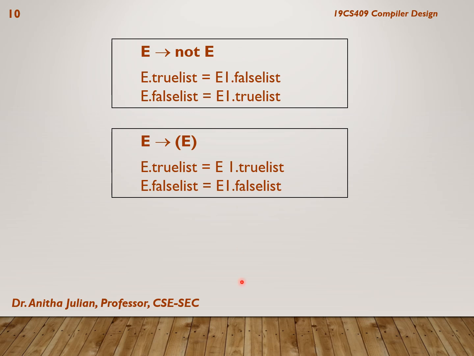Now the remaining productions. I am checking the grammar rules one by one, what was given for the Boolean expression. The third rule is E arrow not E, which is just the reverse. So if it is true, E1 will be the false list. If it is false, E1 will be the true list. And assignment is the same. If this is true, this is also true. If this is false, this is also false. So not much change.